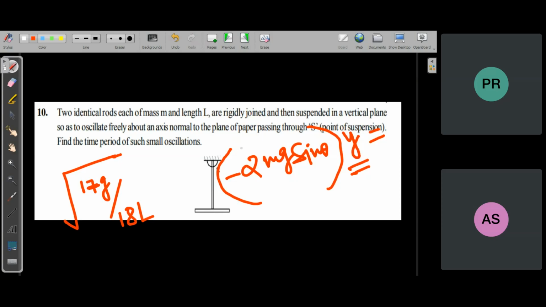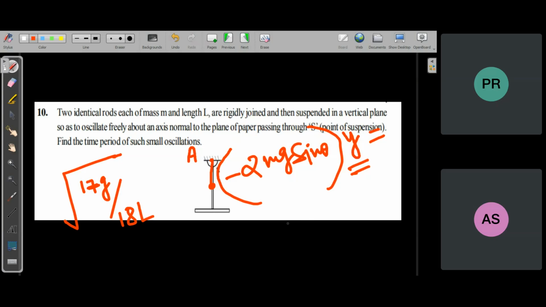I'm assuming that point, sir. Which point? The hinge point, sir. I'm saying the distance of center of mass, like position we can say. Okay, so that is what you are saying. And then on the other side, what did you do?